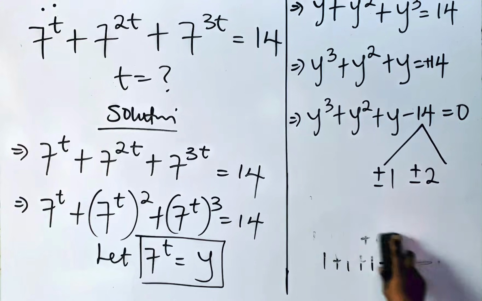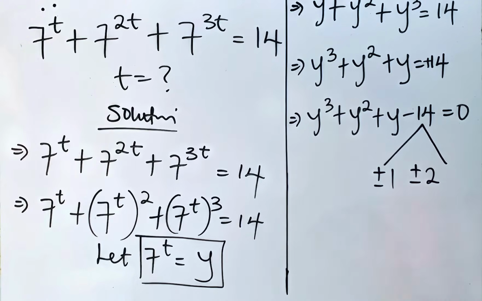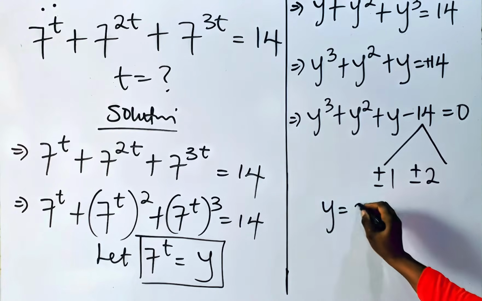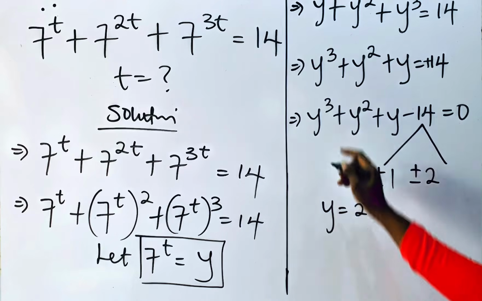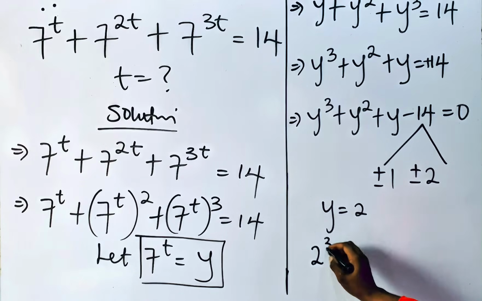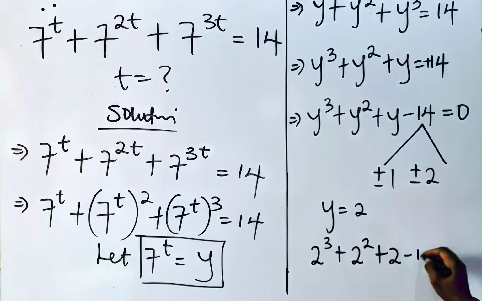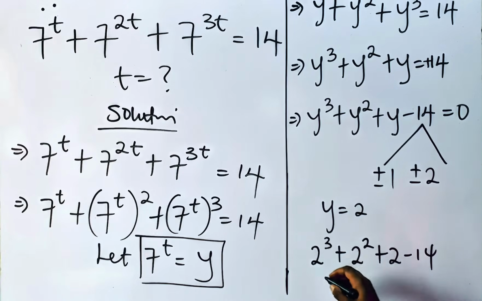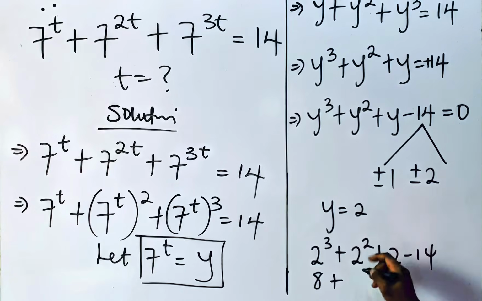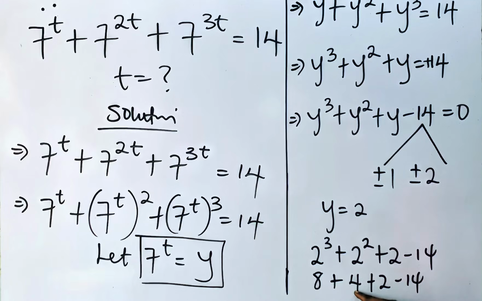So let's check for when y is 2. We are going to plug it in. So we have 2 cubed plus 2 squared plus 2 minus 14. 2 cubed gives us 2 multiplied 3 times, which is 8. Then 2 squared will give us 4, add 2, minus 14. And when you add this, it is 14, take away 14 is equal to 0.